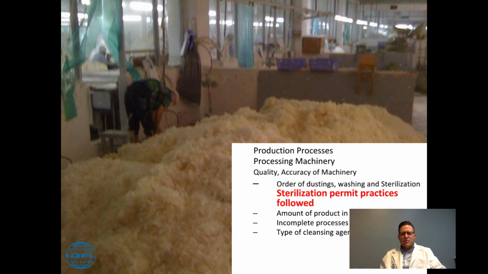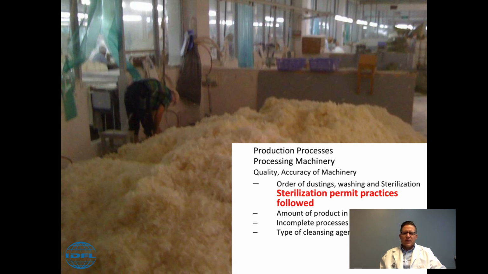There are a few problems within the procedures here. What you can see on this slide is basically the production processes. Occasionally, people take the down and dump it on the ground prior to manufacturing. This can cause a lot of problems. Down and feathers are very good at collecting dust and dirt from anywhere. As you can imagine, a feather duster goes through and collects dust very efficiently.